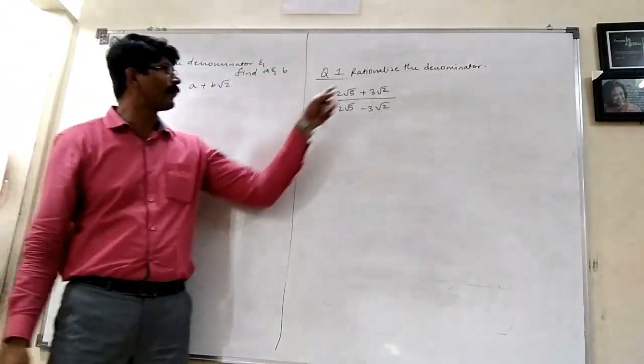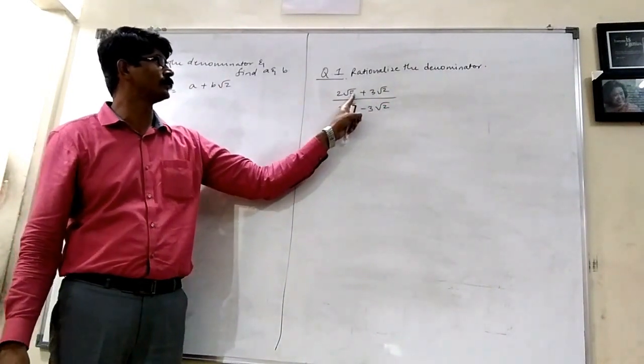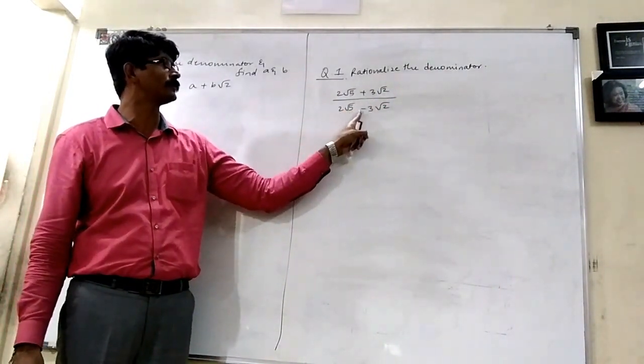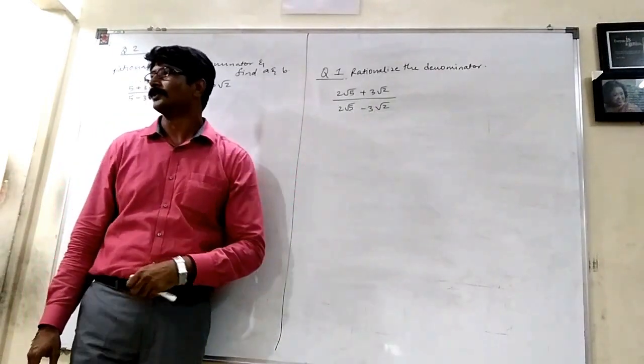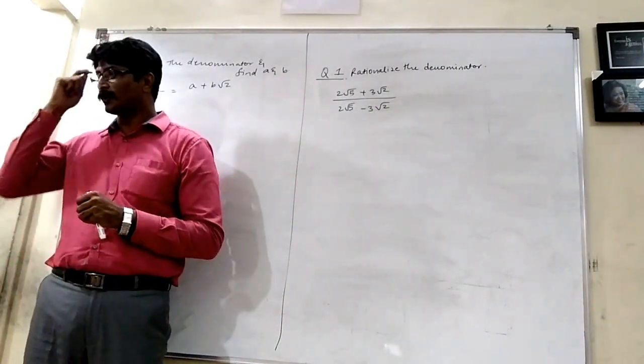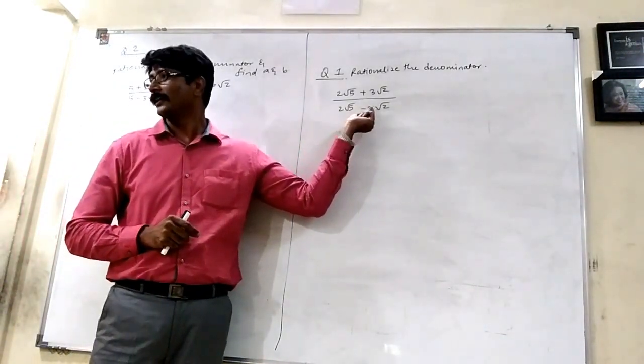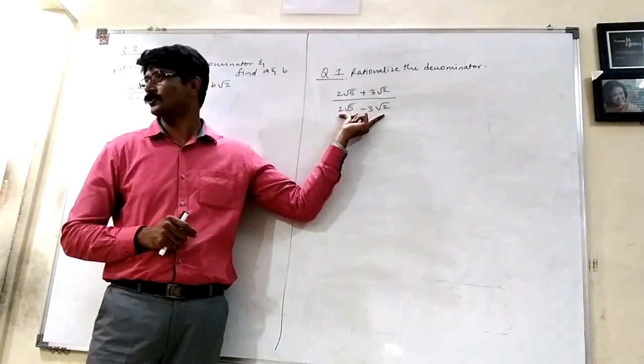So now I teach you how to rationalize the denominator. Okay, the question is (2 root 5 plus 3 root 2) upon (2 root 5 minus 3 root 2). Whenever we are rationalizing the denominator, what we will do? We will change the denominator sign. We'll multiply by the conjugate of this.